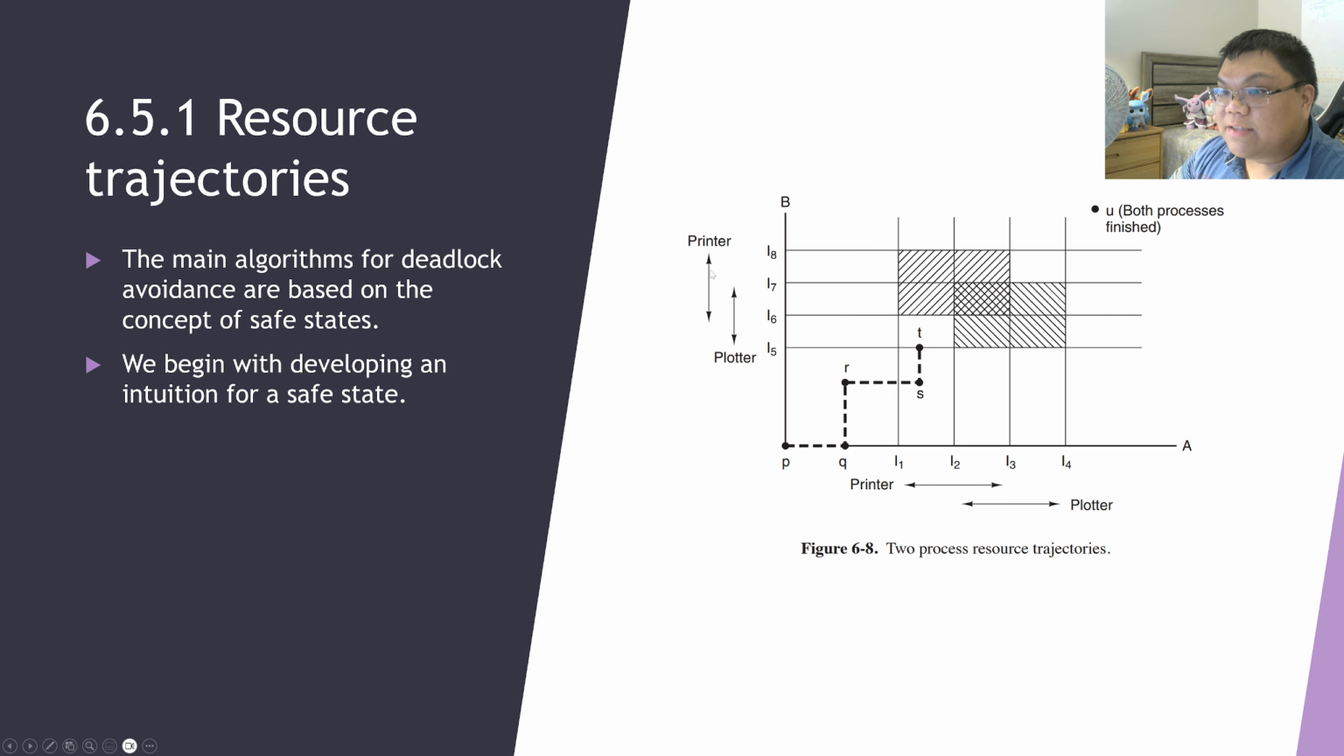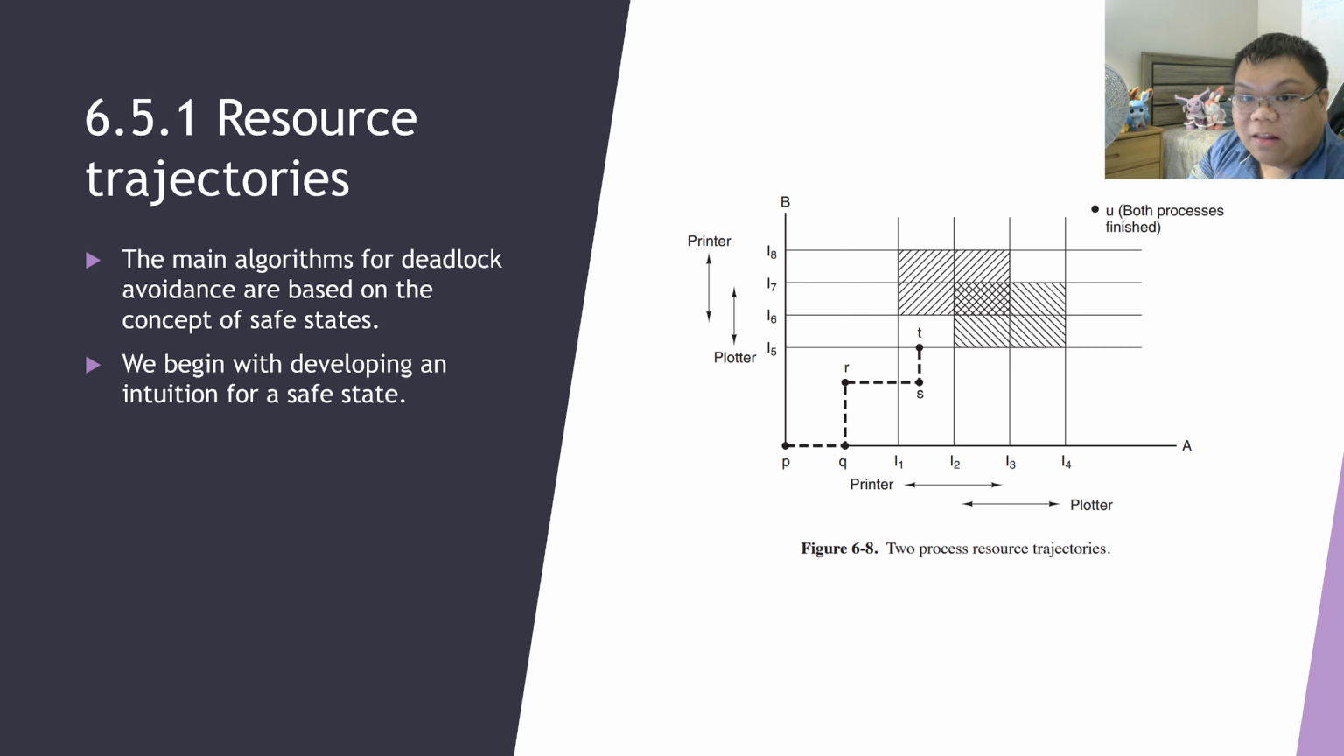We're going to begin our discussion on what is called a resource trajectory. So imagine this. This graph represents what is called a resource trajectory. Horizontal movement is progress for process A. Vertical movement is progress on process B. We can only move right and we can only move up.